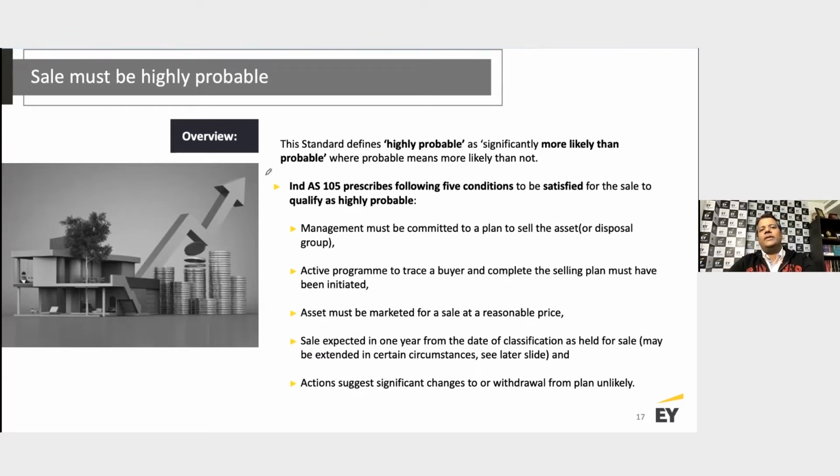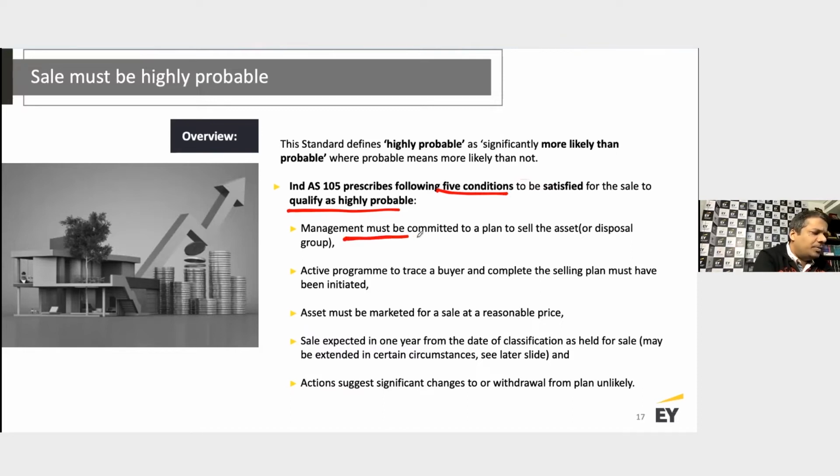Ind AS 105 describes the following 5 conditions. Now these 5 conditions are important, right? The following 5 conditions are to be satisfied for the sale to be qualified as highly probable. You need to remember these 5 conditions. That's my recommendation and request to all of you.